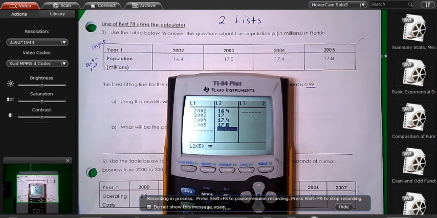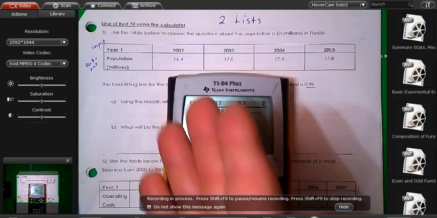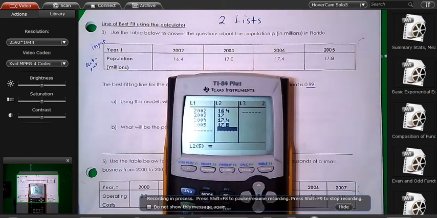Again, you've got 2 sets of data. You've got list 1, you've got list 2. List 1 is your input. That's your X value, basically. In this case, it's T for time or years. And then you've got your output. In this case, it's population.